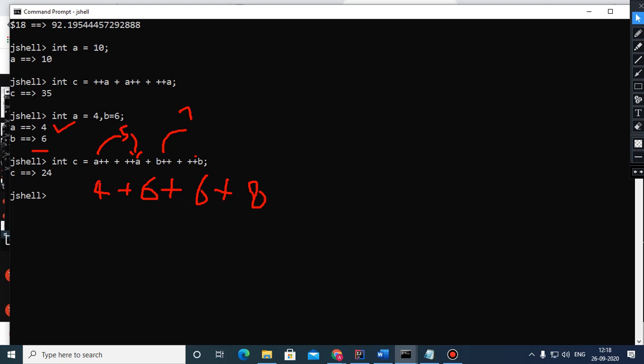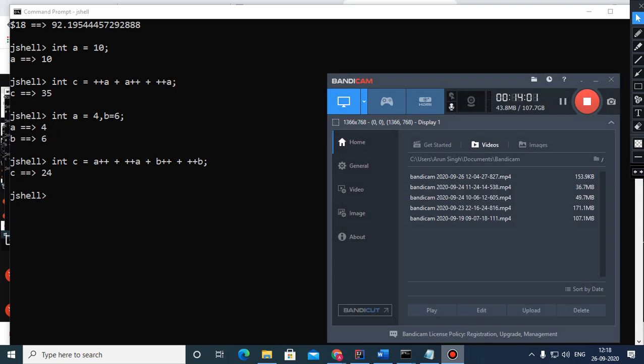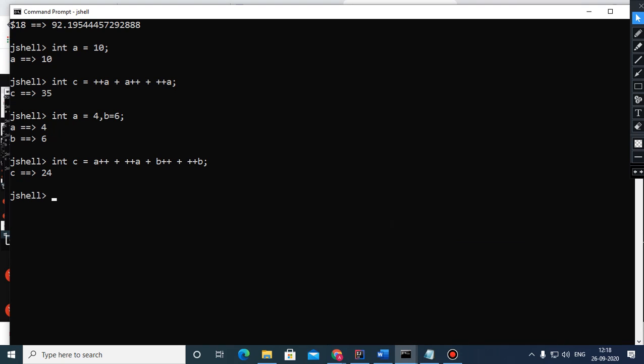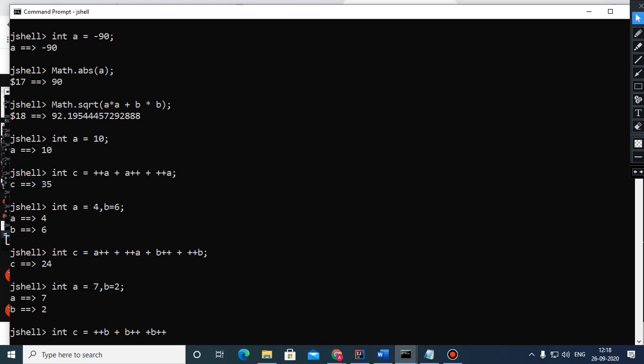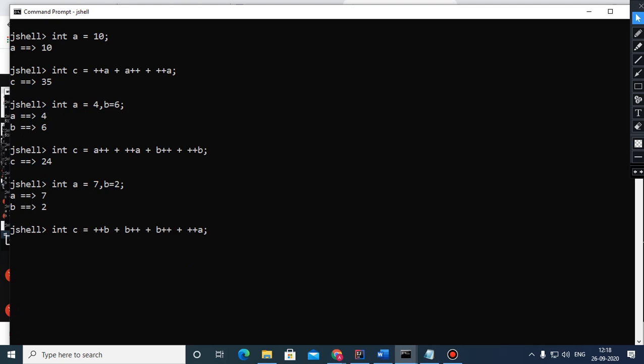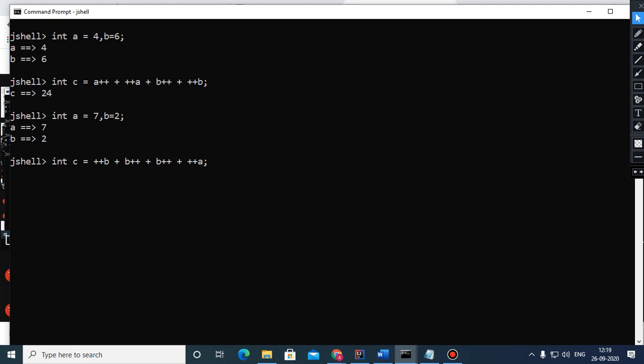So I hope children, now one more question I am giving, so I want the right answer. Okay, please solve this. The value of a is 7 and the value of b is 2. And here int c is equal to plus plus b plus b plus plus plus b plus plus plus plus plus a. Please find the answer. Give me an answer here, all of you.